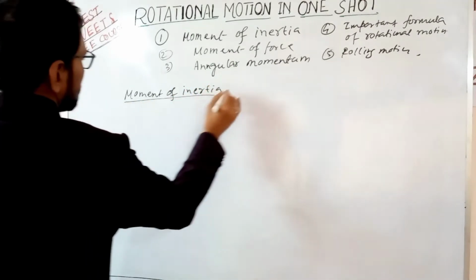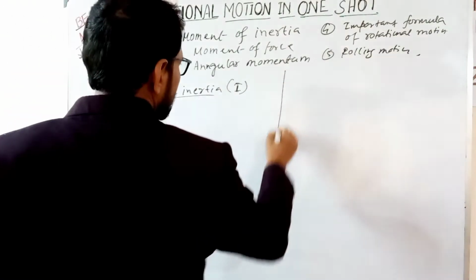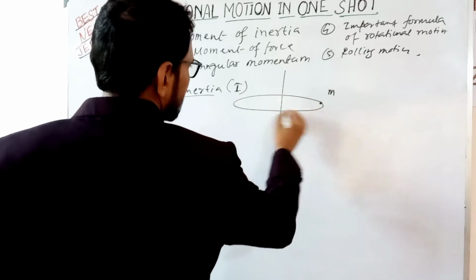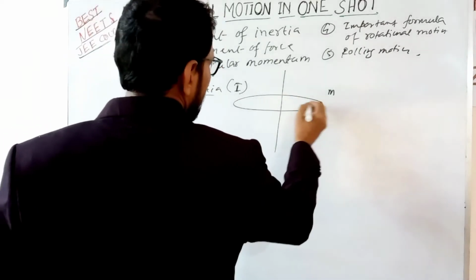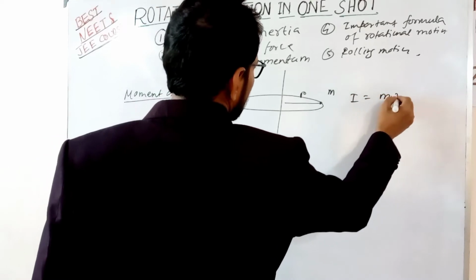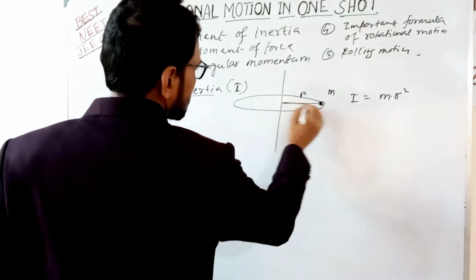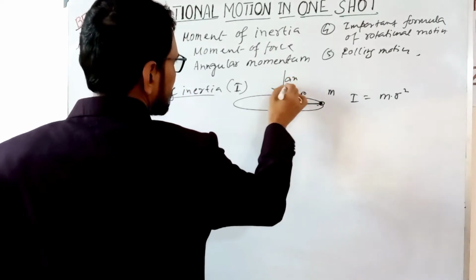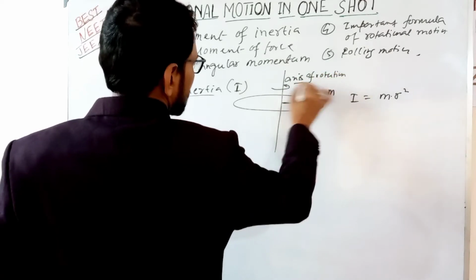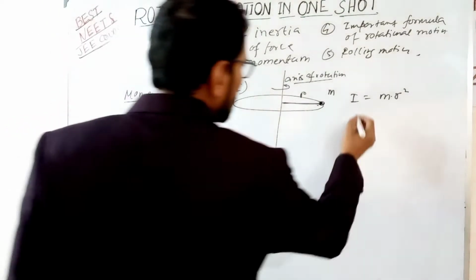Moment of inertia is denoted by I. The basic definition is: if a mass rotates around an axis at a distance r, then it is mass into r square, that is, the product of the mass and the square of the distance from the axis of rotation. So for a single point mass, moment of inertia is defined as I equal to mr square.